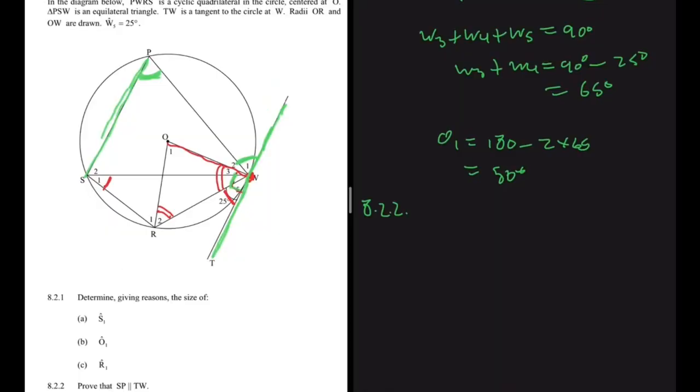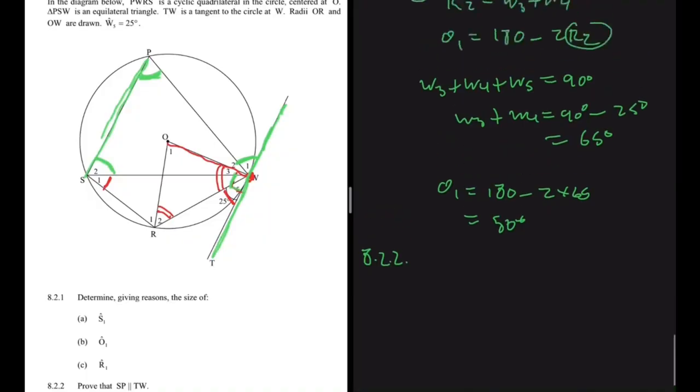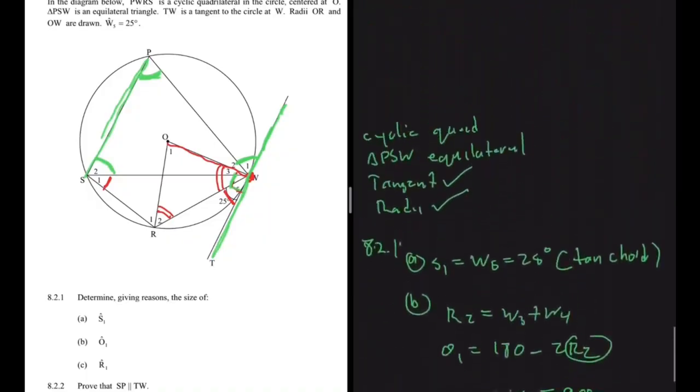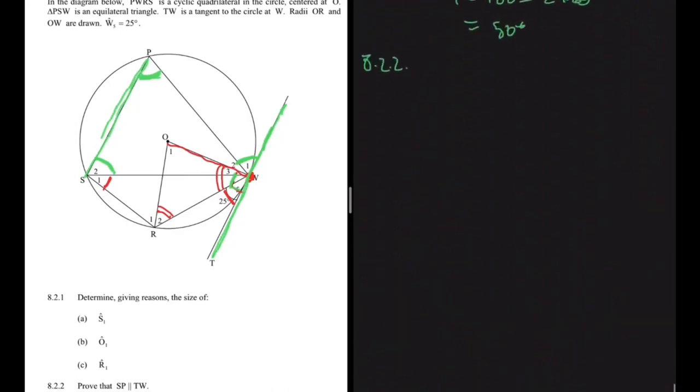But then at the same time, W1 should be equal to S2. Why are we saying that? To our keyword again, tangent. We're using the tan chord theorem, right? We're sticking to the keyword.